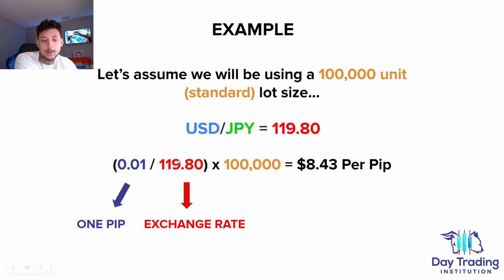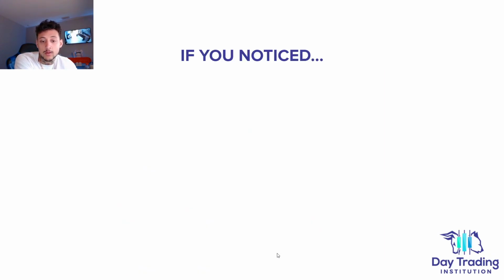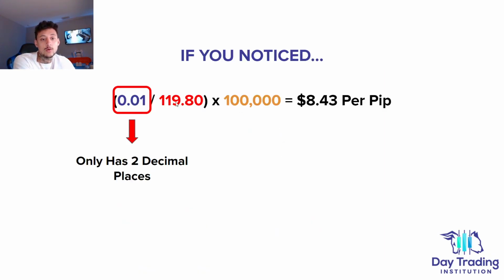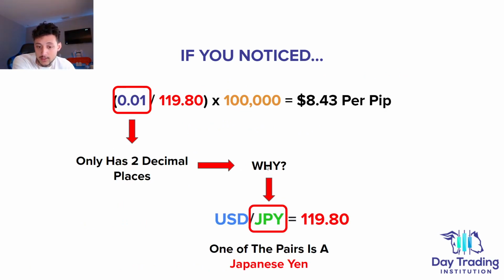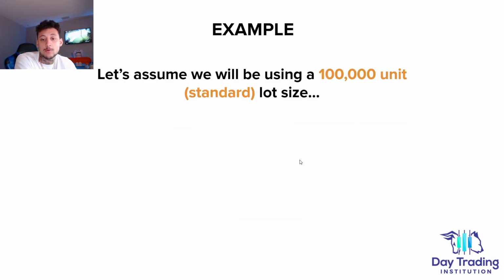So this is going to be 1 pip. This is going to be the exchange rate. Your lot size is here. This is how much you're making per lot. All this does is simply calculate the value of the pip. Now, if you notice, a 0.01 has 2 decimal places. If you ask yourself why, that's because you're trading the yen. Typically, when you trade the yen, it has 3 decimal places because all brokers offer the pipette, so it'll be worth $10 per pip.